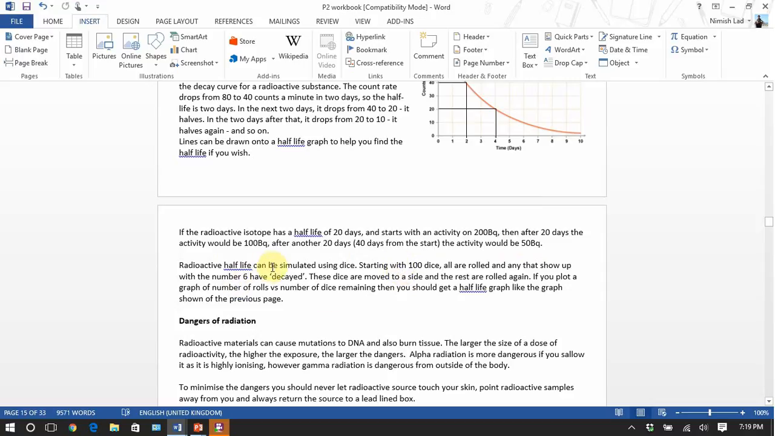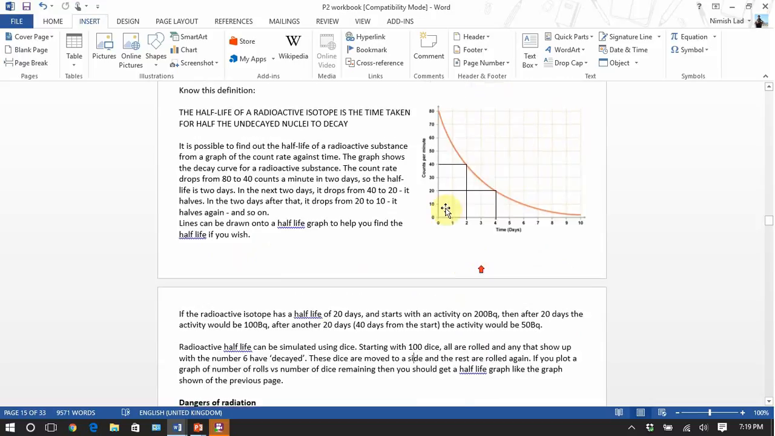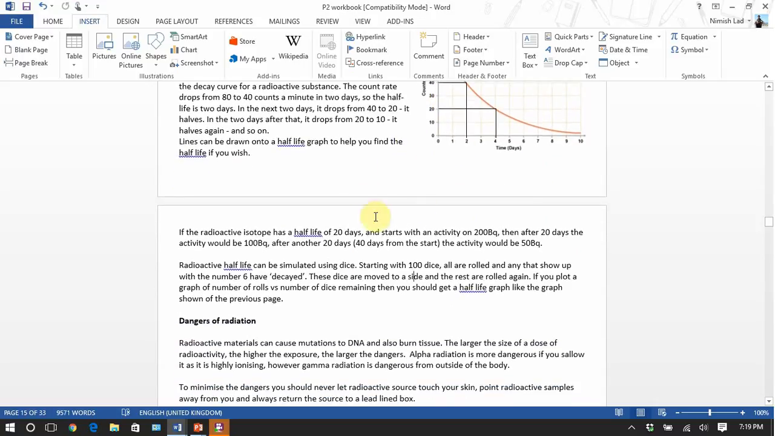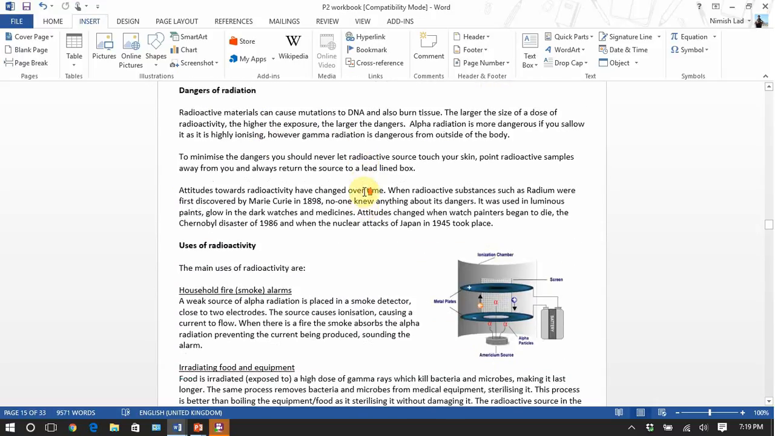So we can simulate this idea using dice. If you start with 100 dice, you can evolve them out. Anything with number 6 decays, and you can keep doing this until they're all gone. If you keep doing that, you end up with the shape graph, just like you get for the activity graph to show half-life.